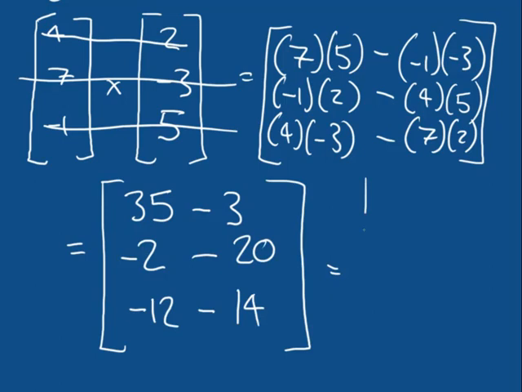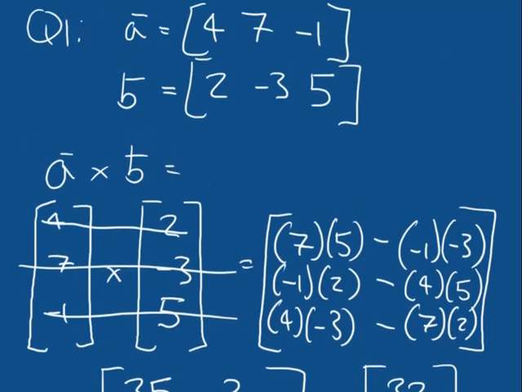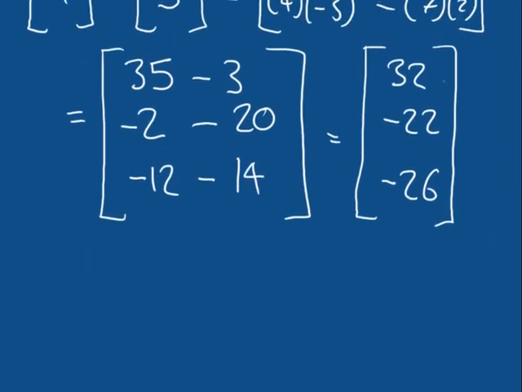So 35 minus 3 is 32. Minus 2 minus 20 is minus 22. And minus 12 minus 14 is minus 26. So the result you were looking for, the vector that is the cross product of A cross B, is the vector 32, minus 22 and minus 26.